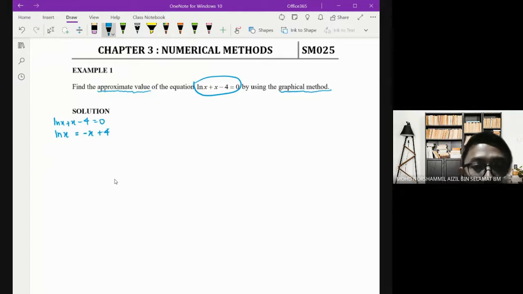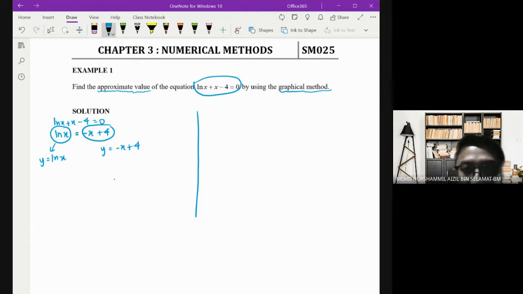So what we can do is let this one become the first function, so y equals to ln x. And this one becomes the second function, y equals to negative x plus 4. Okay. So now we can sketch these two graphs on the same axis.